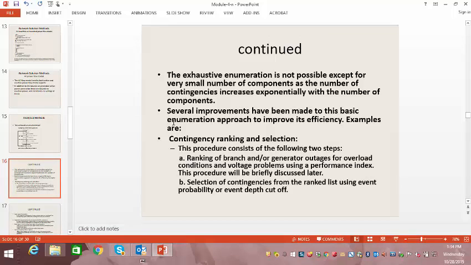What we can do is have some techniques where we do not have to consider every possible state. So we need some process of contingency ranking and selection. This process typically considers two steps. One is the ranking of line and generator outages, or overload conditions and voltage problems, using a performance index, and then the selection of the contingencies from this ranked list.